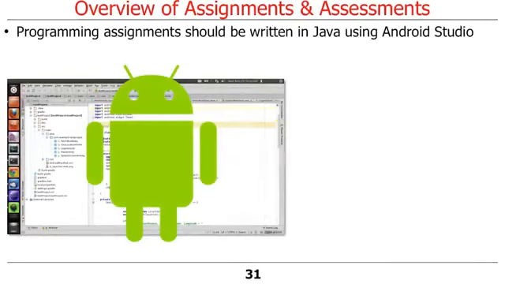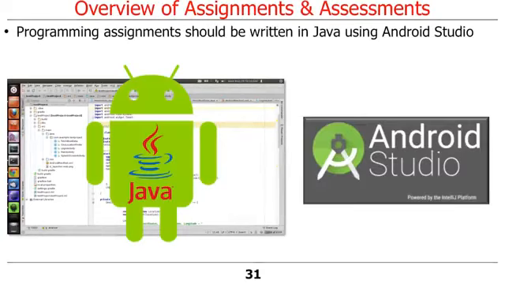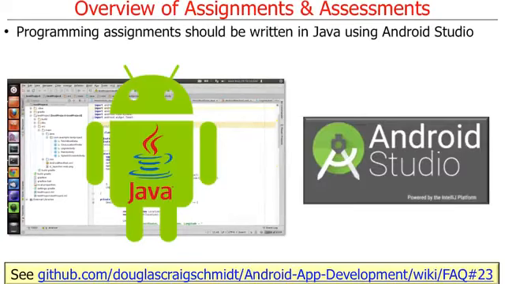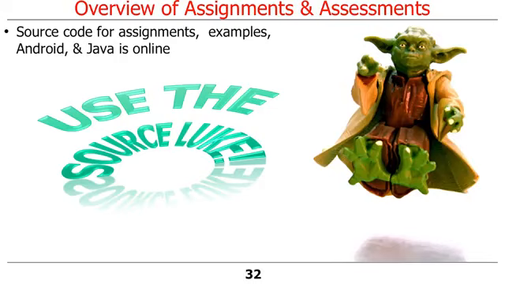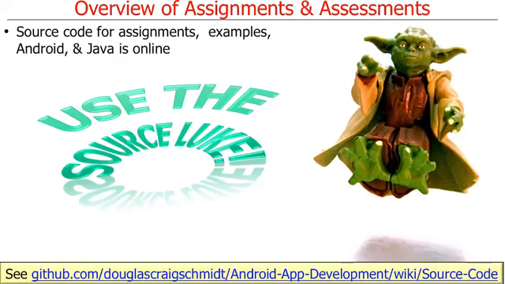There will be several programming assignments in this MOOC, all written in Java using Android Studio. The FAQ outlines which versions of Android and Java software to install so that everyone will have a common environment. All source code for the assignments and examples, as well as the source code for Java and Android, is available online via the links available at the MOOC GitHub website.